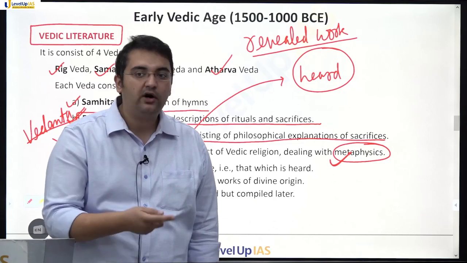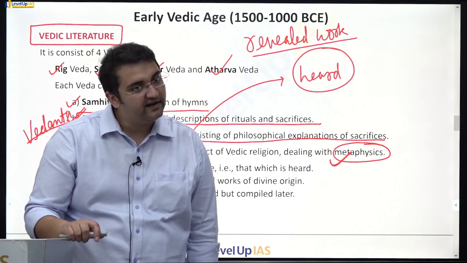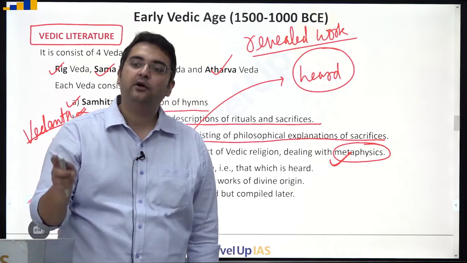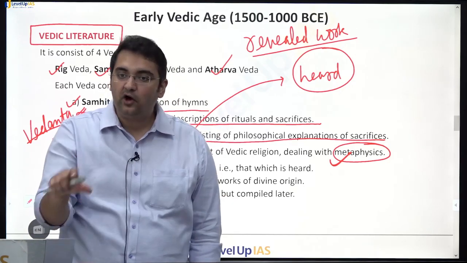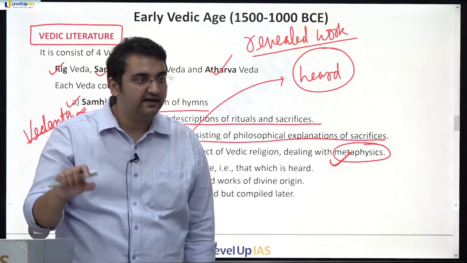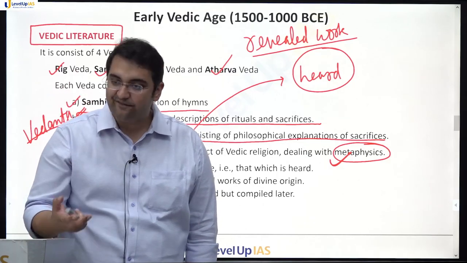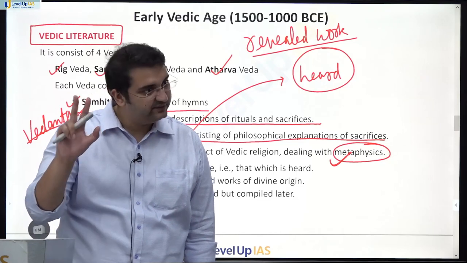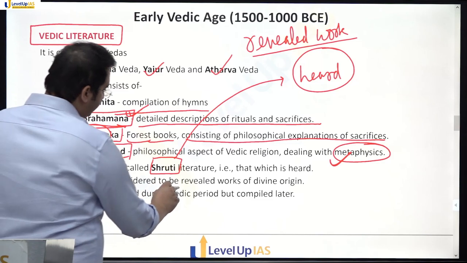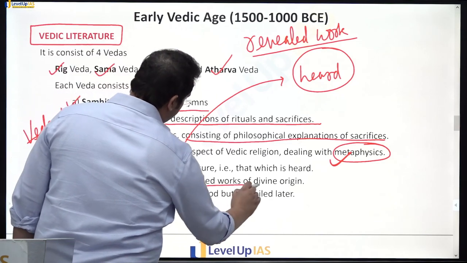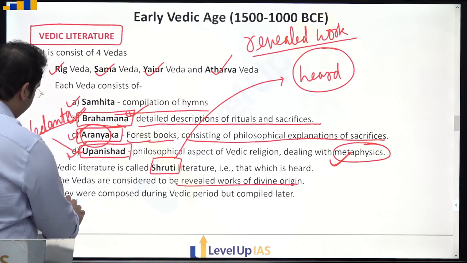Theek hai? So, what is the source of the Vedas? Is it human or divine? Divine. And that is why for practicing Hindus, the Vedas, their logic is considered to be perfect. They are regarded to be infallible in nature. Is this much clear? Achha. The Vedas are considered to be revealed works of divine origin.